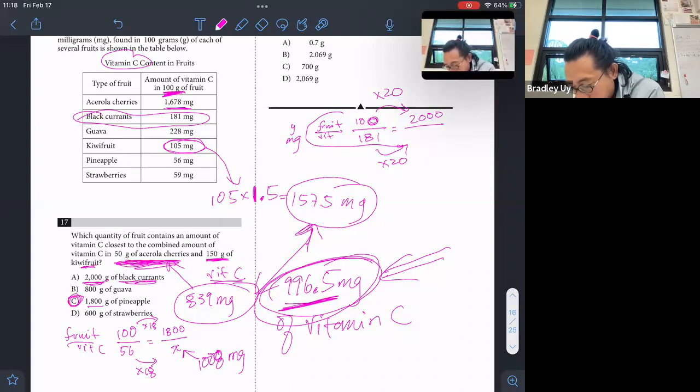I will definitely check D though, and that's 600 grams of strawberry. That's 6 times of this, because this is only for 100 grams. If I'm considering 600 grams of strawberry, I'm going to take this and multiply it by 6, and that is not anywhere close to 996.5 milligrams of vitamin C. So I am confident that the answer is C.